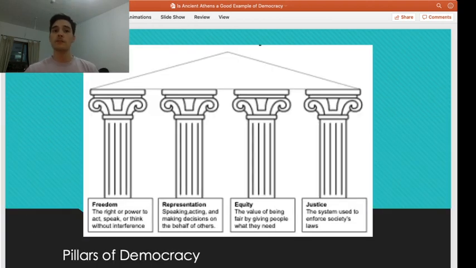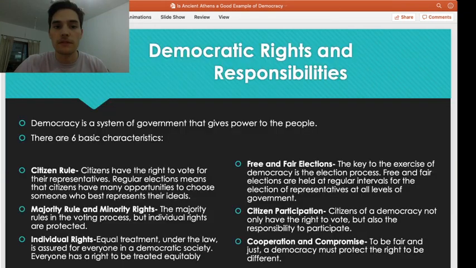As we talked about before, with the principles of democracy, there are four pillars in a democratic society: freedom, representation, equity, and justice. That's what you need to have to be a democracy. These are the foundational principles. Freedom is the right to act, speak, or think as you would want to. Representation means speaking, acting, and making decisions on behalf of others. Equity is the value of being fair and giving people what they need. And justice is the system used to enforce society's laws. So there should be some form of these pillars to classify it as a democracy.